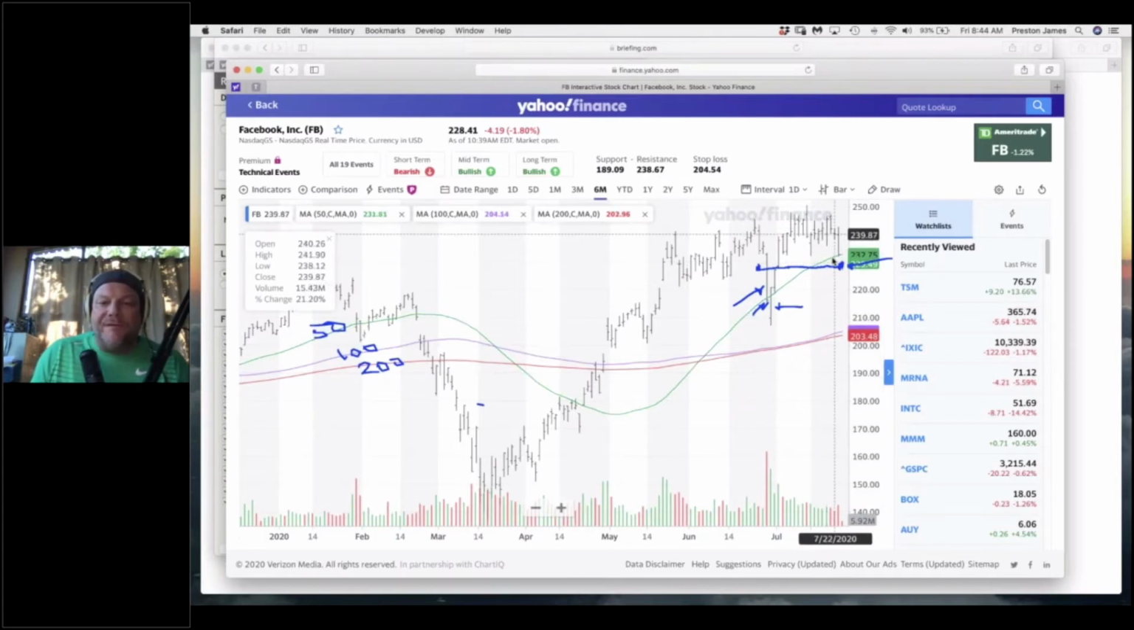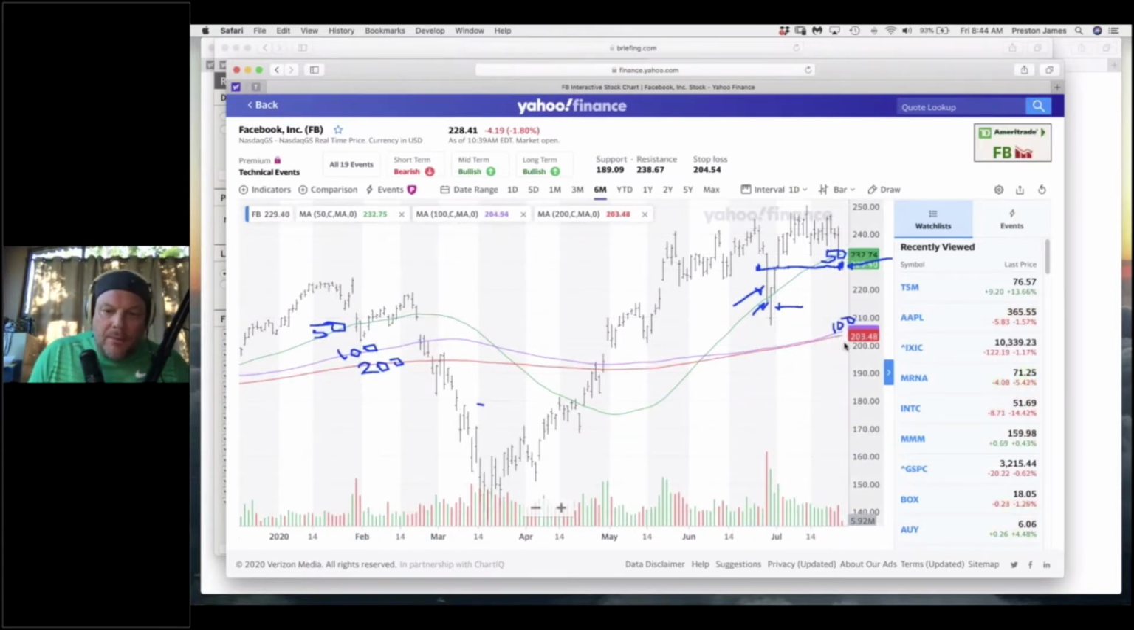health, if you will, is the 50 to be on top of the 100, and then the 100 be on top of the 200. We can see the purple here is the 100, and we can see the red, the 200 here. And so the 50's on top of the 100, the 100's on top of the 200. And the other thing is to have them all pointing higher, which they are. The 50's pointed higher, the 100's pointed higher, and the 200's pointed higher. So for a longer term trend, that's healthy to see.